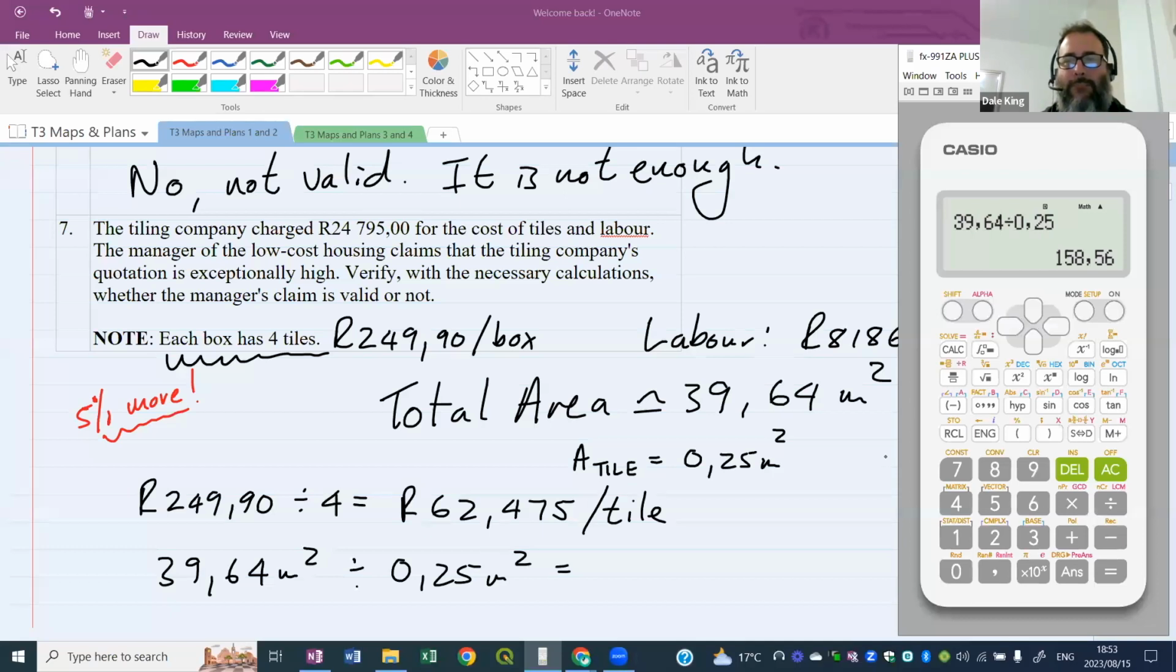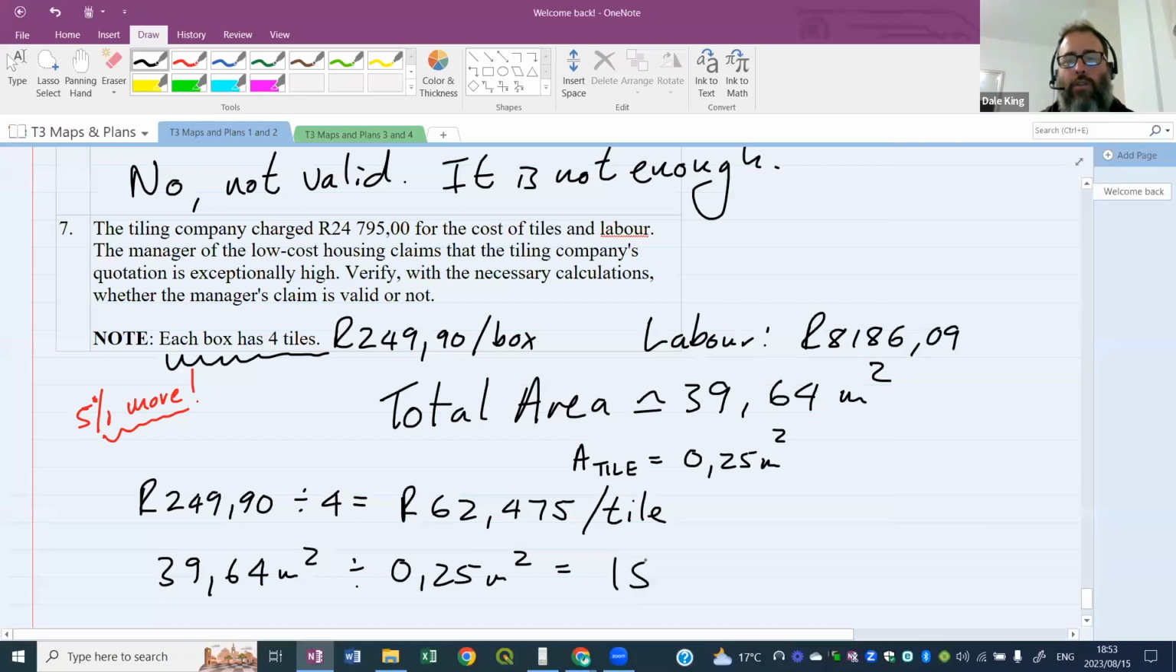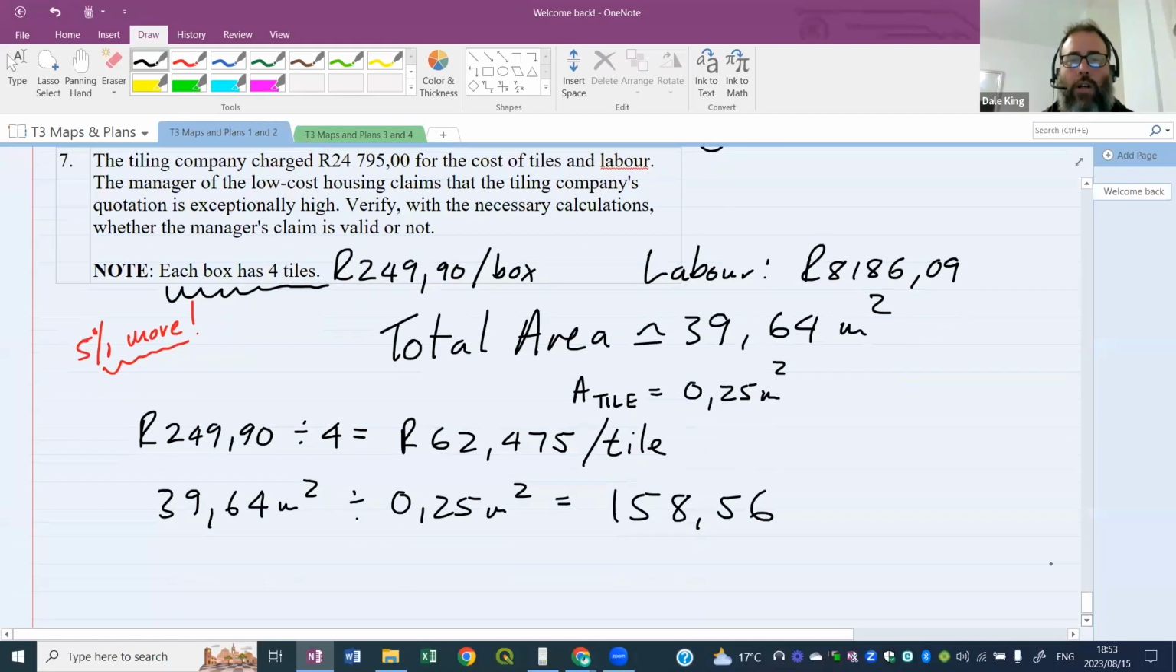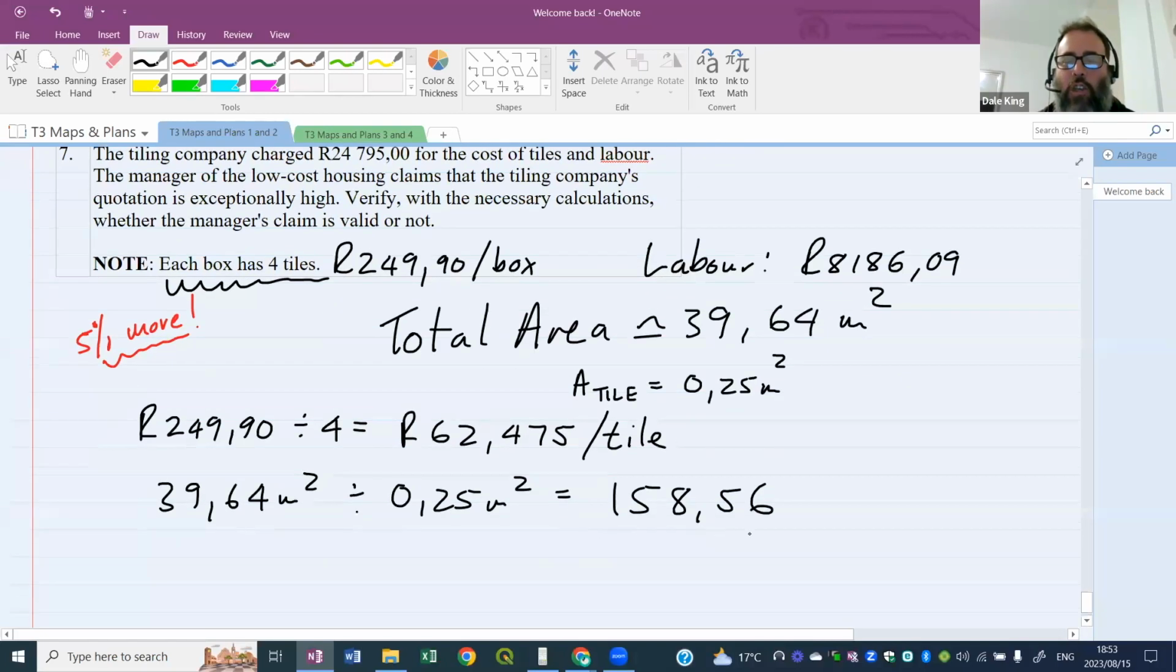Just a second, sir. Just made a mistake. Just type it out again. Yep, that's right, sir. All right, so 158.56 tiles. Thank you, Emmanuel. Now, these are tiles, right? You cannot purchase 0.56 of a tile. But just remember that. We're not going to worry about that too much now because there's something I have to do first. What do I do now? I know I need to round to a whole tile, all right?